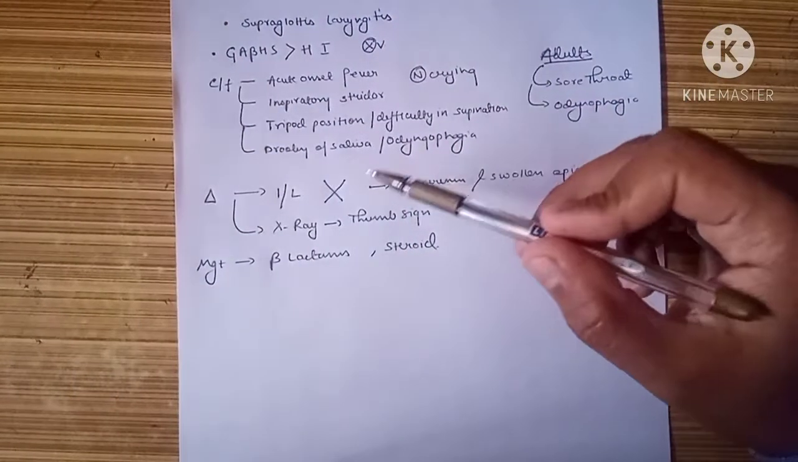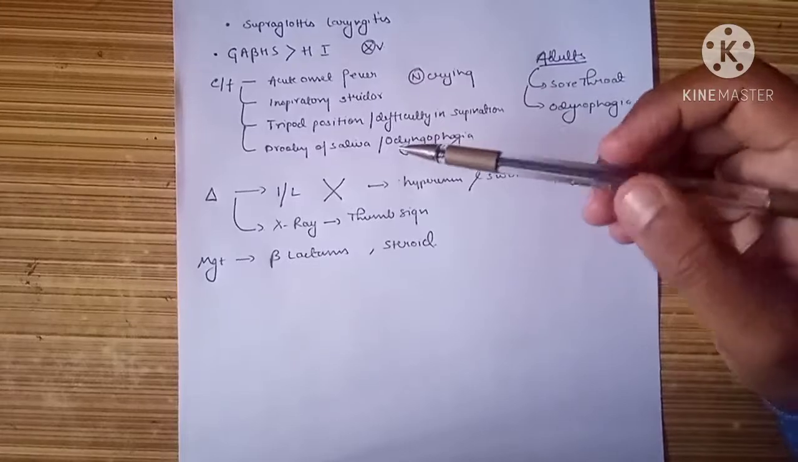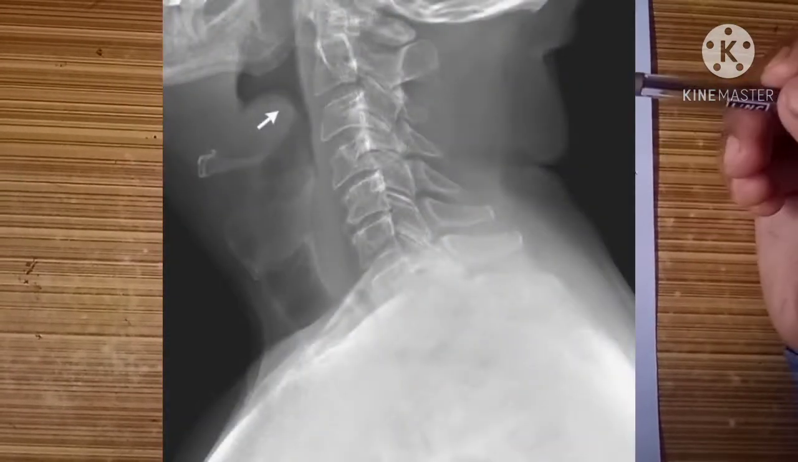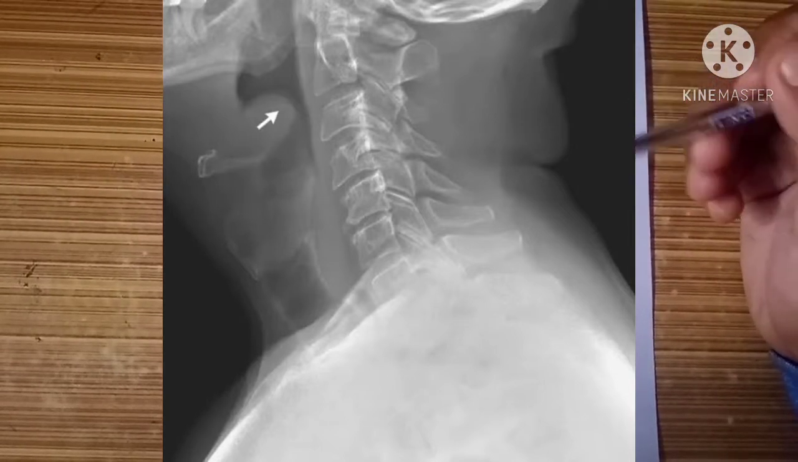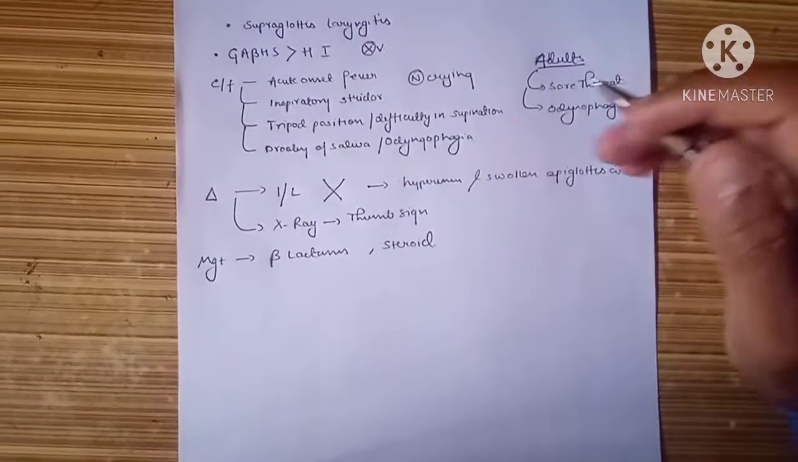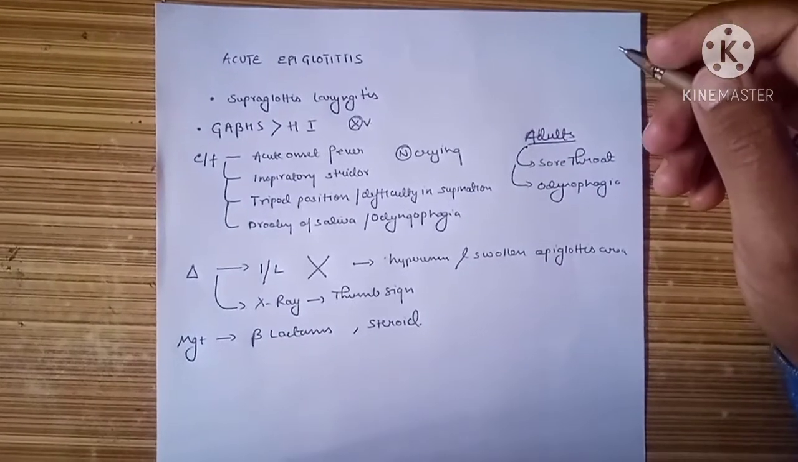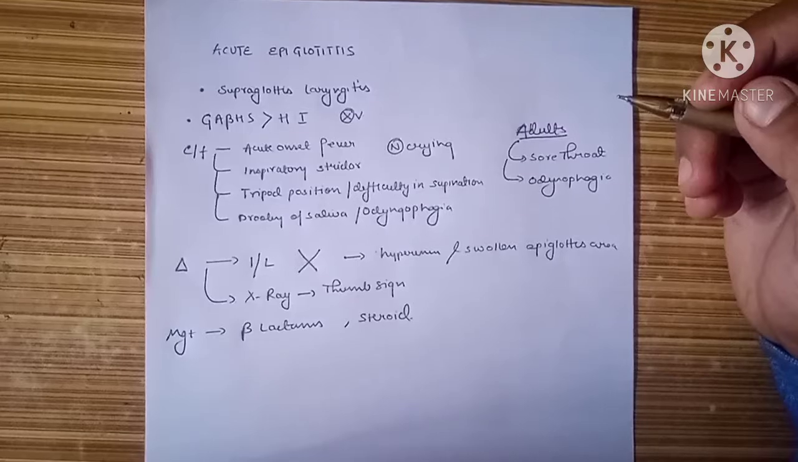And another diagnostic modality that is widely used is the X-ray, where you will see a characteristic thumb sign. As you are seeing in this image, the epiglottis will be swollen, resembling a thumb. So is it named. In management of this condition, since it is caused by group A beta hemolytic streptococci, beta lactams are the drug of choice.